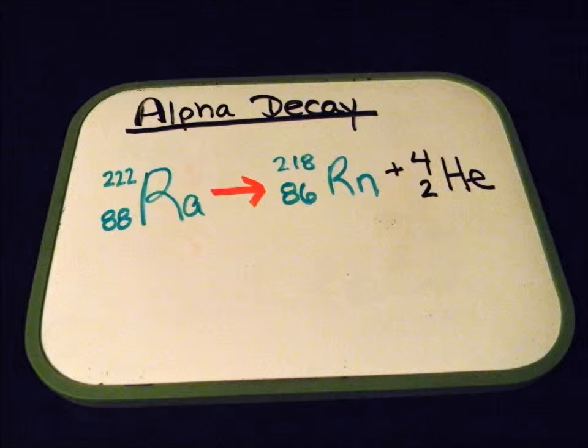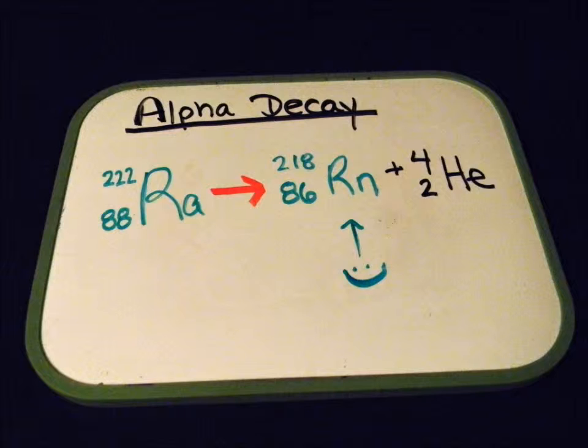Let's take a look at alpha decay. In alpha decay, the nucleus ejects 2 protons and 2 neutrons. Note that an entirely different element results from this radioactive decay process, and that this element is happy because it has returned to a more stable state.